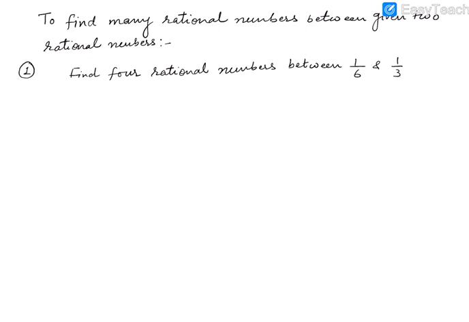So here is a question. Find four rational numbers between 1 by 6 and 1 by 3. We have to find four rational numbers between these two given rational numbers. We'll apply the same method which we were using previously. So first of all we'll consider this one as A and this one as B.